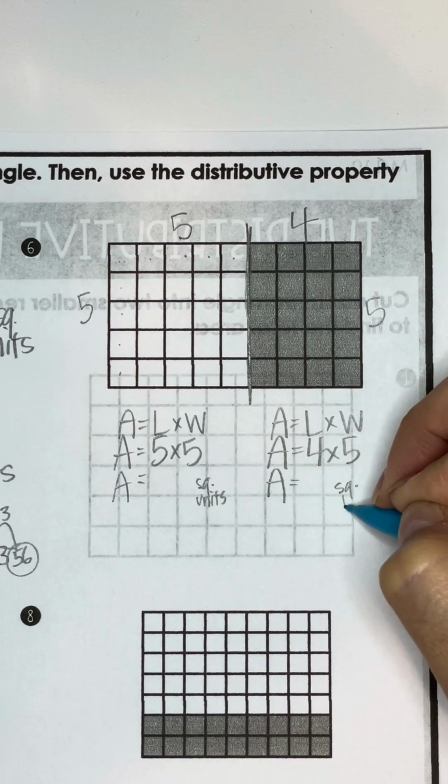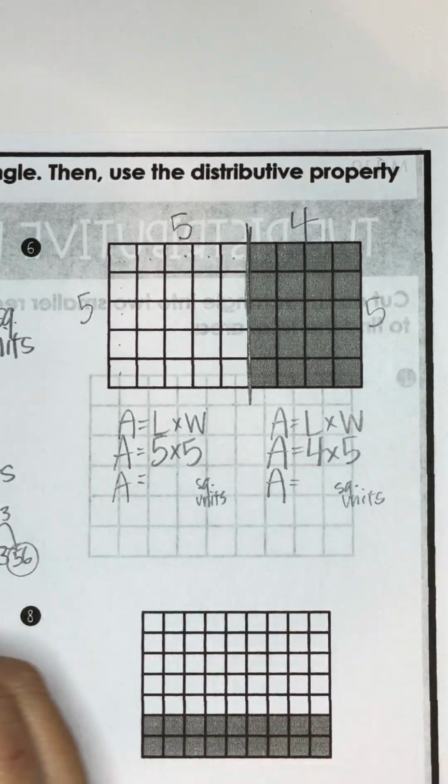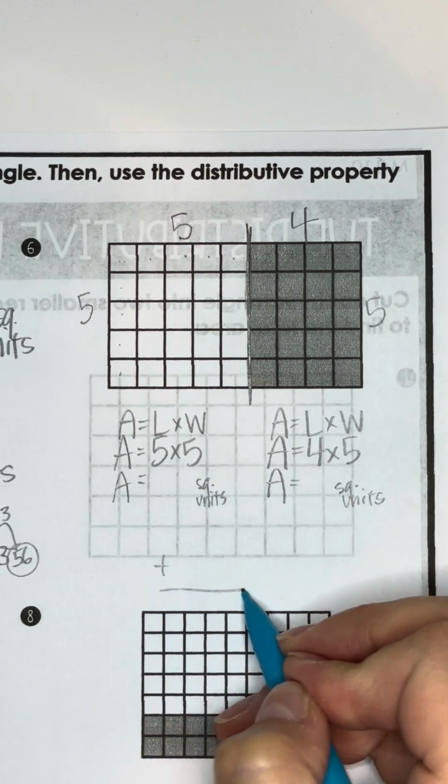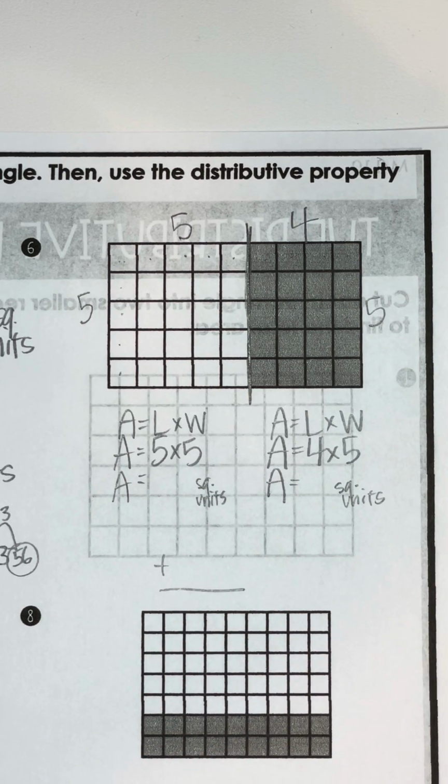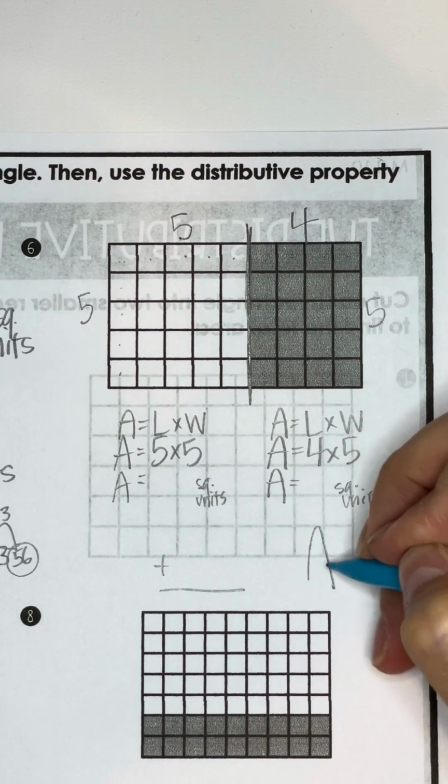Whatever it is going to be in square units. And then you're going to take this number and add them together. And then you're going to have an answer. Maybe you can put it here if you have enough room.